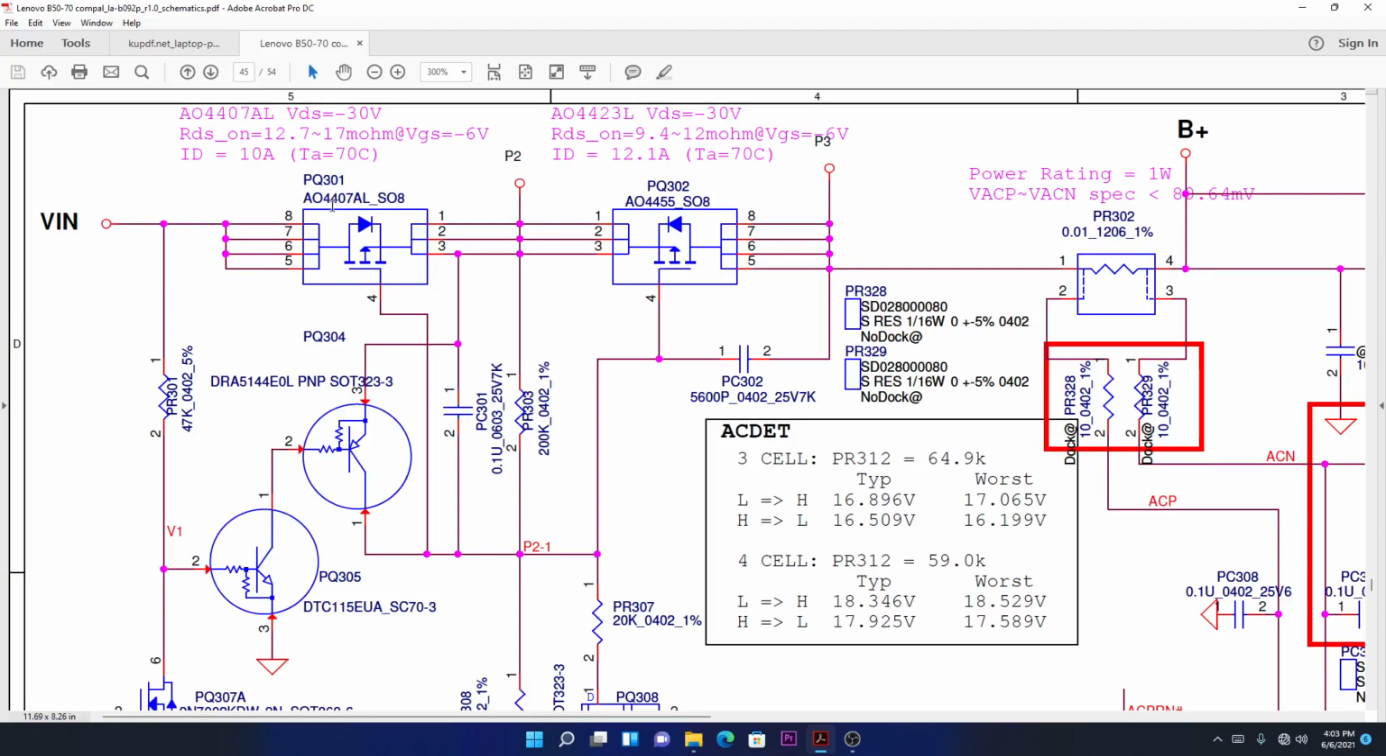This is Alpha and Omega 4407AL. This is the P channel MOSFET. And the second MOSFET is the same thing. It's AO, which is Alpha and Omega, the manufacturer, the people who designed those MOSFETs. And 4455, the last digit is 5. It's an odd number. Odd number means this is a P channel MOSFET.